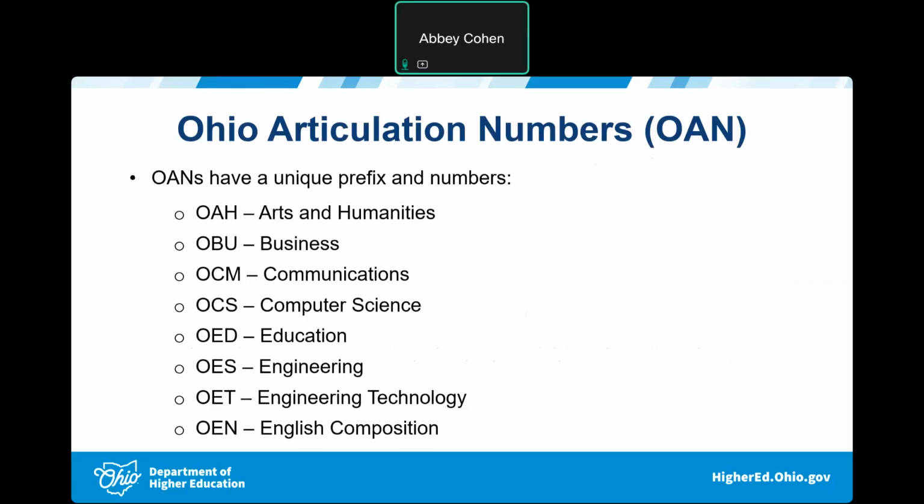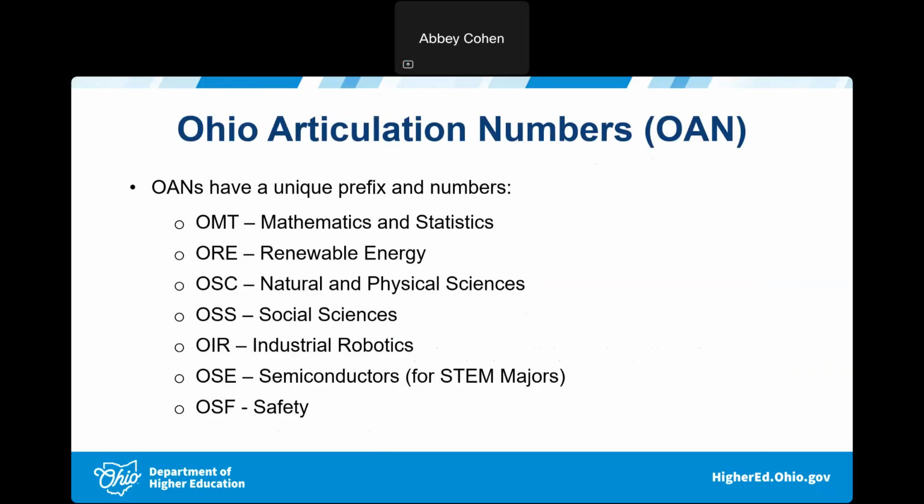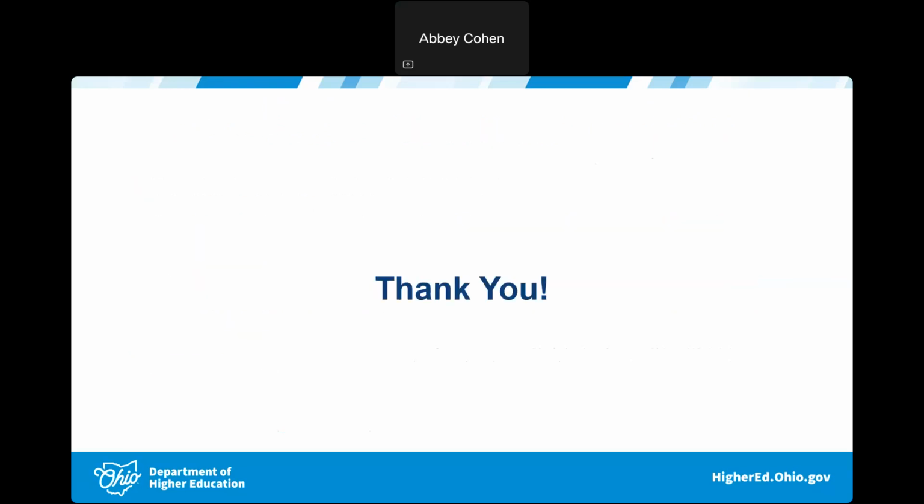The following 3 slides provide examples of the Ohio Articulation Numbers, or OAN prefixes, used in TAGs. For more information about the TAGs, visit the Ohio Articulation and Transfer Network's website. Thank you for watching. We hope that you have a better understanding about transfer assurance guides now.